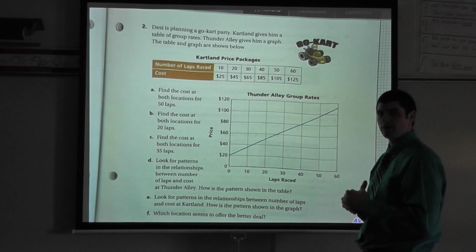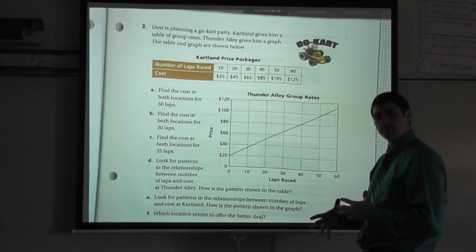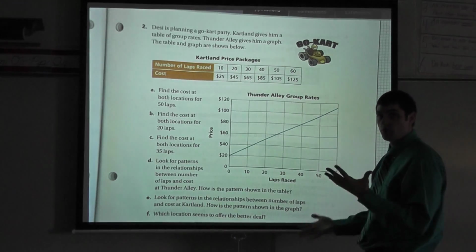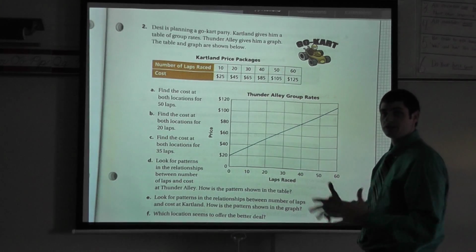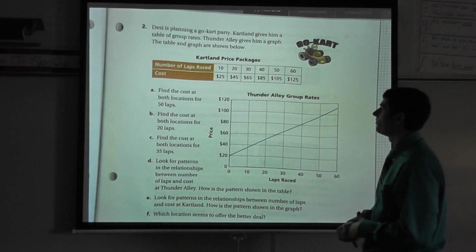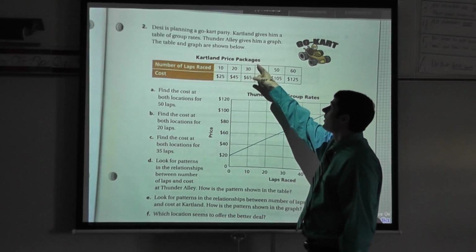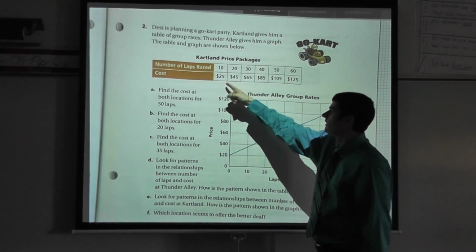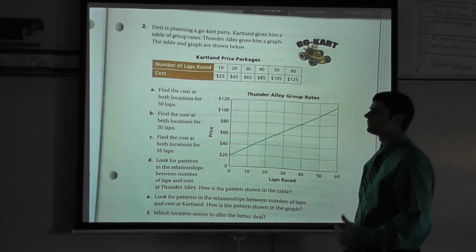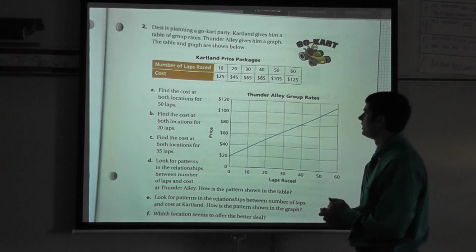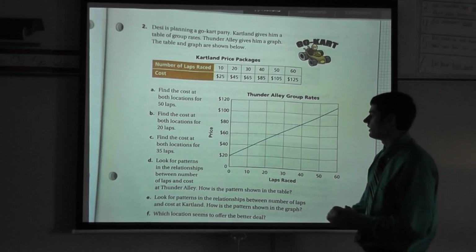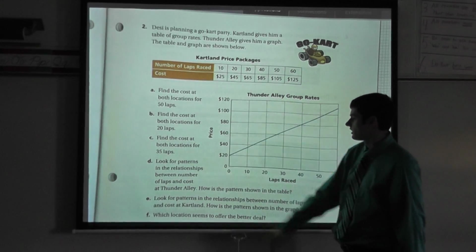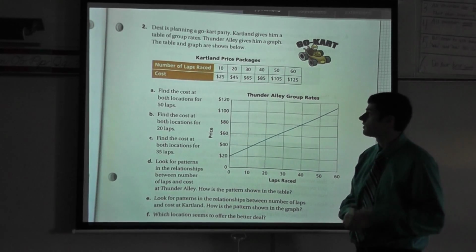So again, like we've talked about in class, is it easier to look at a graph? Is it easier to look at a table? When is it appropriate to choose between both of these or either one of these? So we're going to take a look through some questions with these two examples. Here's the Cartland price packages. It says number of laps raced and the cost it's going to cost you for those number of laps. Alright, so there's our table. So let's take a look at our graph here. Okay, we got our Thunder Alley group rates. Here's the price, so that's how much it's going to cost us, and the number of laps raced.